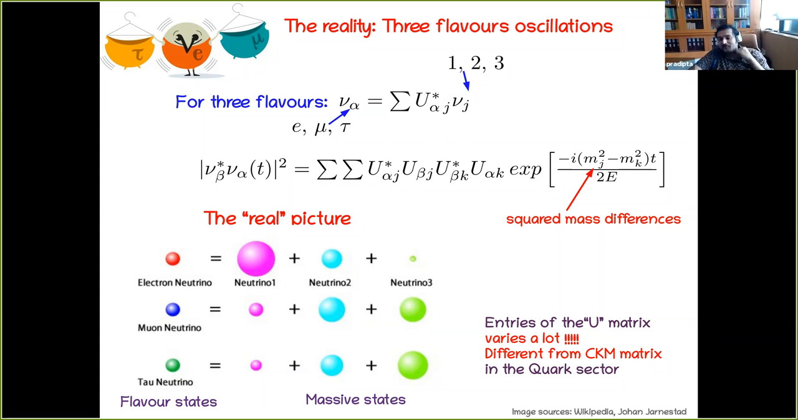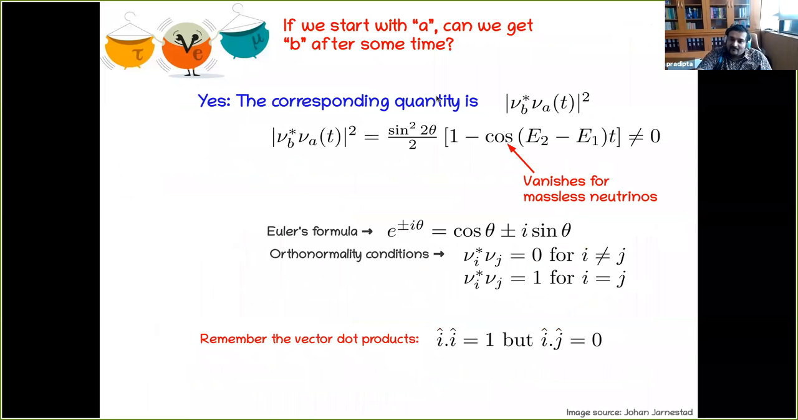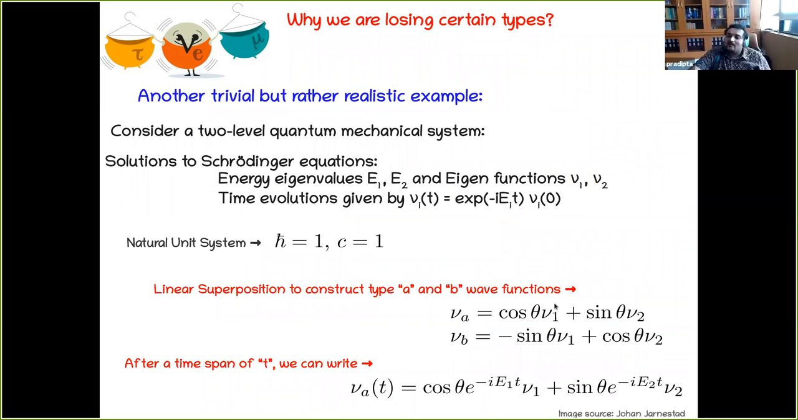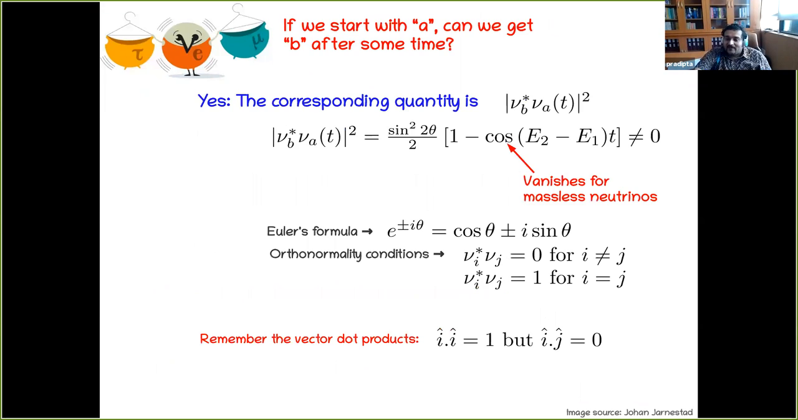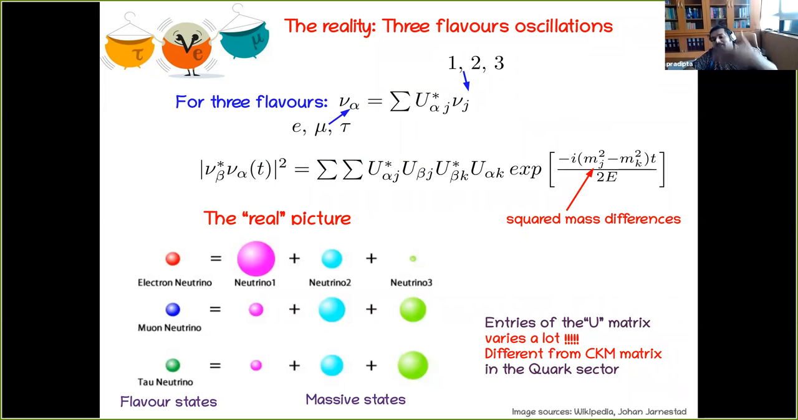So massive neutrinos are essential to ensure neutrino oscillation. But there is a bigger problem. Why? If you remember the basic idea of quantum mechanics, when you write down any arbitrary wave function in terms of the eigenfunctions, we normally write psi as a sum of c_i psi_i. So this c_i is like the prefactor, which actually determines the weightage, because the weightage is typically given by the mod square. So basically, these U alphas are also serving a similar purpose.